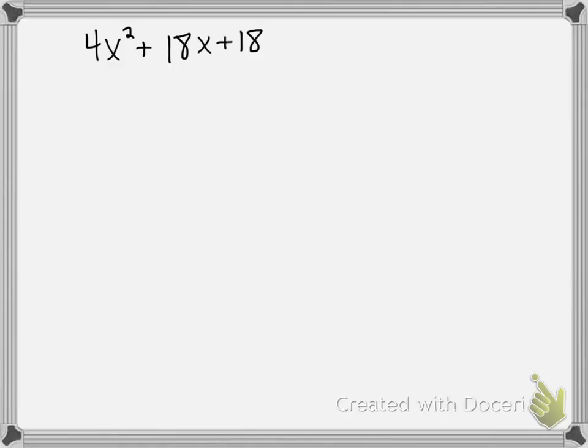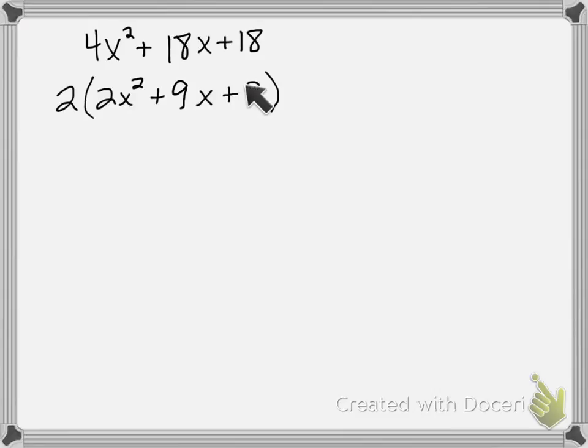Okay, now the first thing I notice here, which should be the first thing I look for every single time, should be common factors. Is there anything that all three of these terms have in common? Well, this time there actually is. There's a 2 they have in common. So if I factor out the 2, that leaves me with 2x squared plus 9x plus 9.